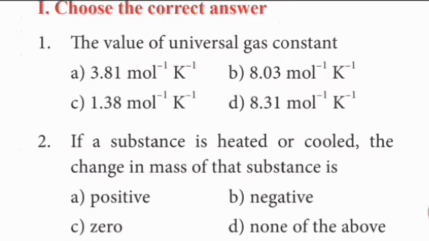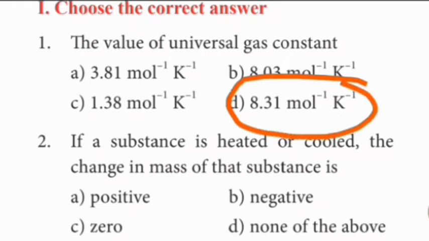Third lesson, thermal physics. The first question is, the value of universal gas constant. Option A: 3.81 mole inverse Kelvin inverse. Option B: 8.03 mole inverse Kelvin inverse. Option C: 1.38 mole inverse Kelvin inverse. Option D: 8.31 mole inverse Kelvin inverse. The answer is option D, 8.31 mole inverse Kelvin inverse.